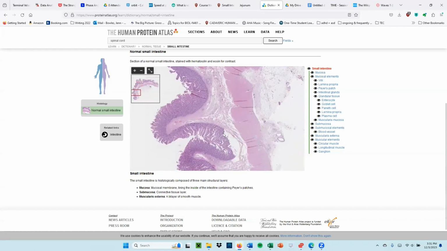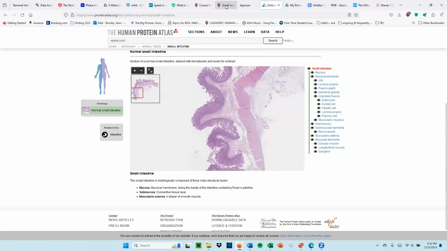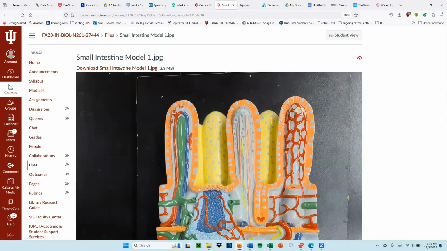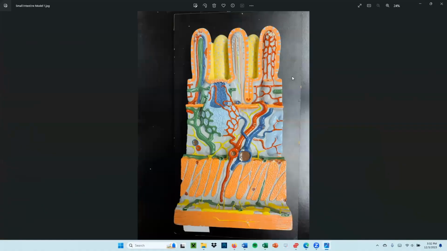I could also ask about layers here. So I could ask about mucosa, submucosa, or the muscular layer, muscularis externa. But we also have models for that. So that's where this guy comes back. This is our generic small intestine model. So we still have that pattern with lots and lots of villi increasing the surface area. And once you recognize these as the villi, that will make your life a lot easier.